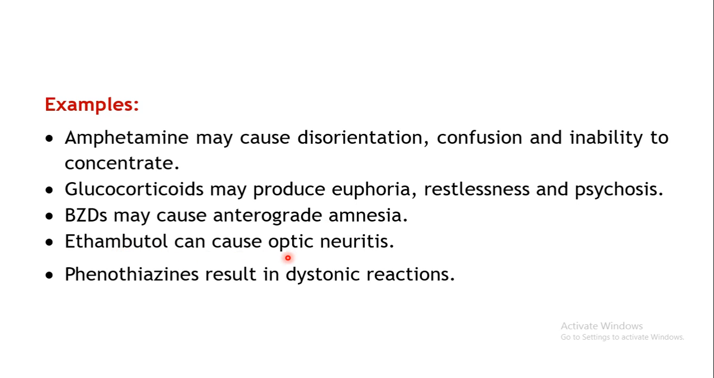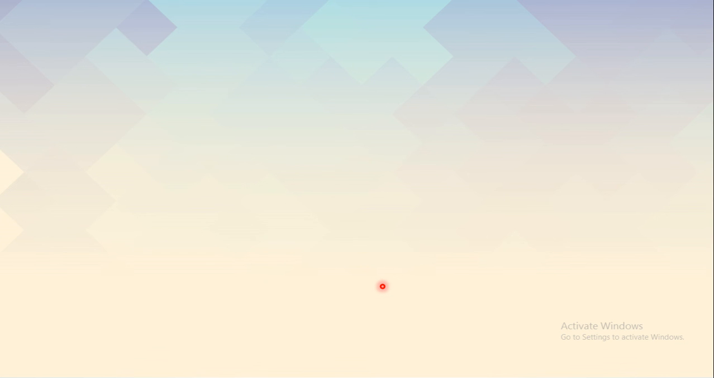Then ethambutol can result in optic neuritis, that is the optic nerve may get inflamed. The toxicity we have also covered under local toxicity. Then the phenothiazines, which are used as antipsychotics, may result in dystonic reactions. Muscle dystonia may be produced due to damage to the neurons, or the effect on the neurotransmitters. So these are some of the examples of drug-induced neurotoxicity. Thank you.